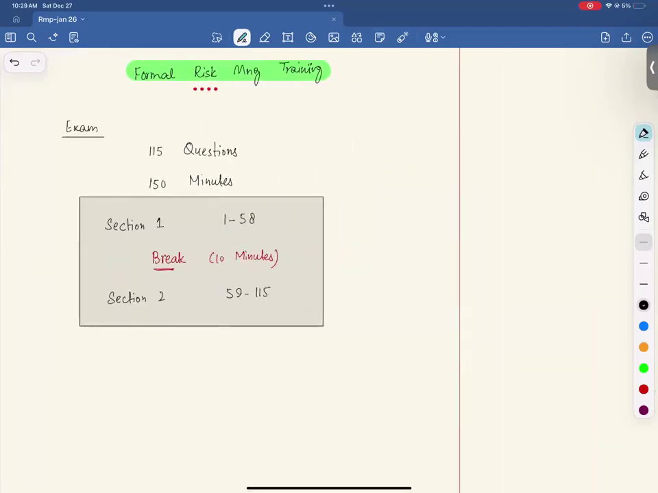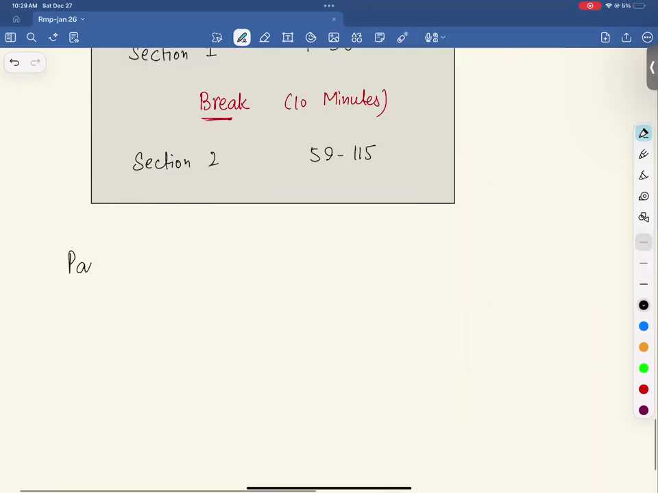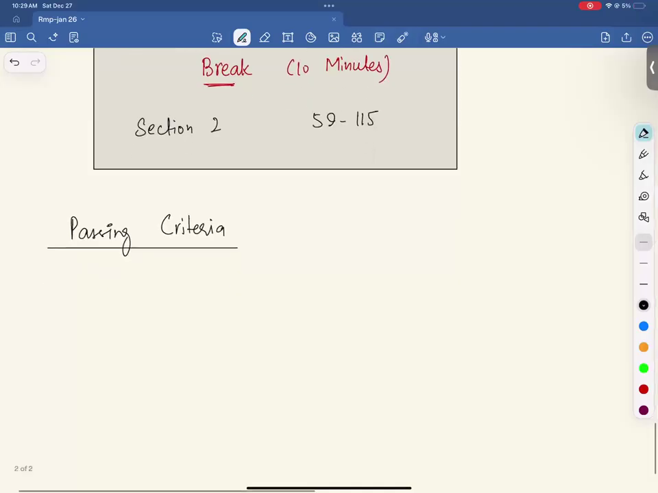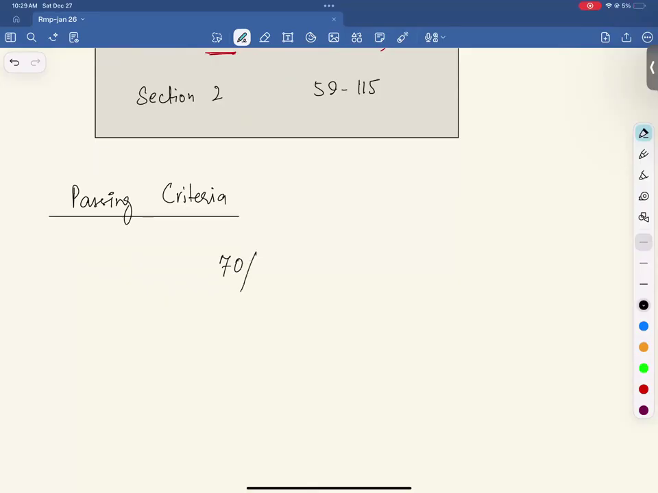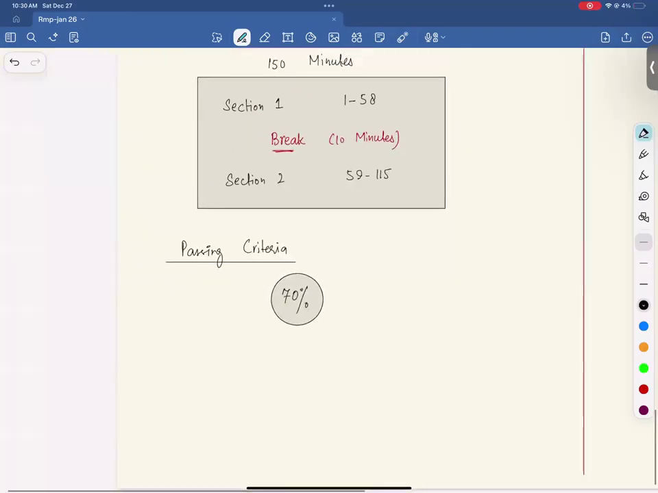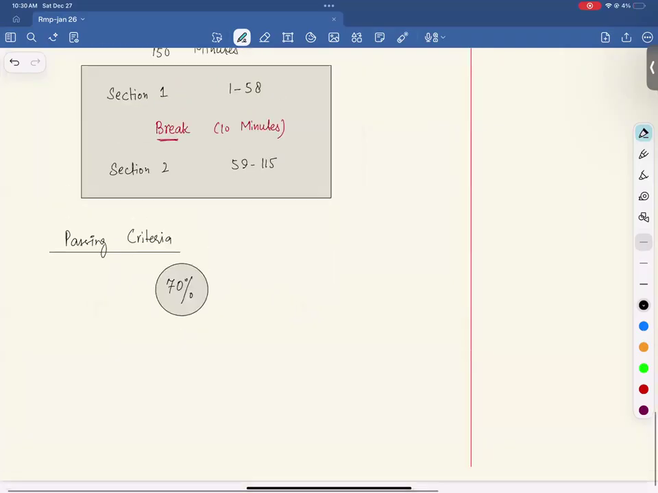If I talk about the passing criteria for those who are doing PMI certification for the first time, officially PMI does not disclose any passing criteria, but just to be on the safer side, we assume it's 70%. So if you are getting nearly 70% or more in the mock test, it means you're ready for the exam. Okay, 70%. Just remember this. So this is the passing criteria for this exam. Officially, PMI does not disclose it.